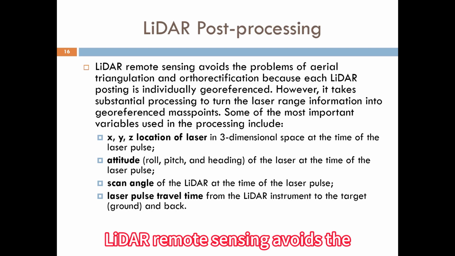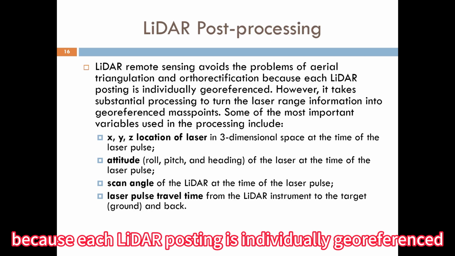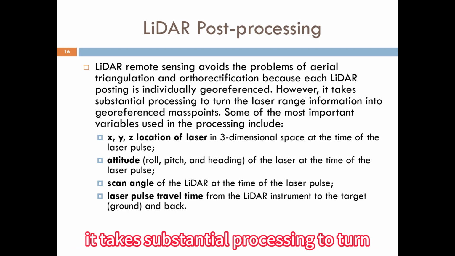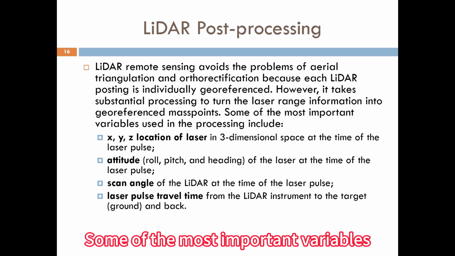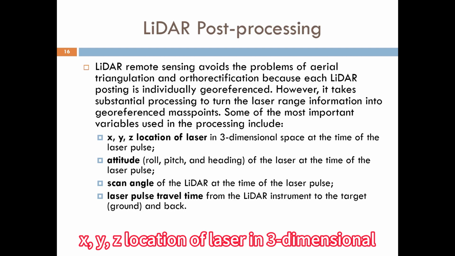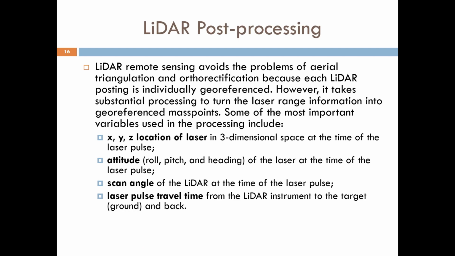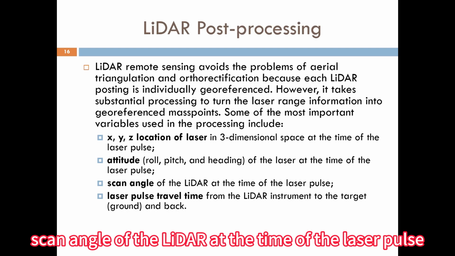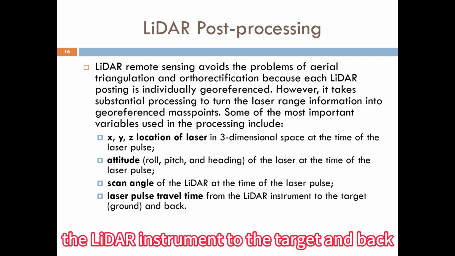LiDAR remote sensing avoids the problems of aerial triangulation and orthorectification because each LiDAR posting is individually georeferenced. However, it takes substantial processing to turn the laser range information into georeferenced points. Some of the most important variables used in the processing include the X, Y, Z location of the laser in n-dimensional space at the time of the laser pulse, attitude of the laser at the time of the laser pulse, scan angle of the LiDAR at the time of the laser pulse, and travel time from the LiDAR instrument to the target and back.